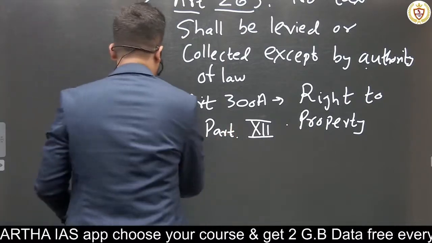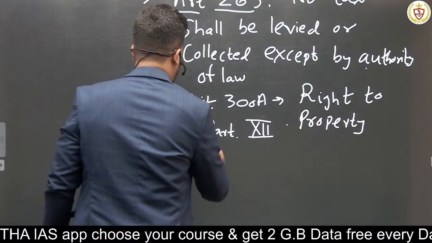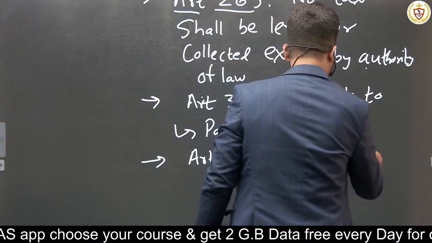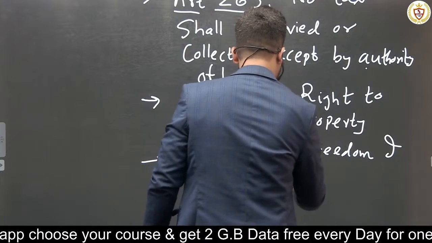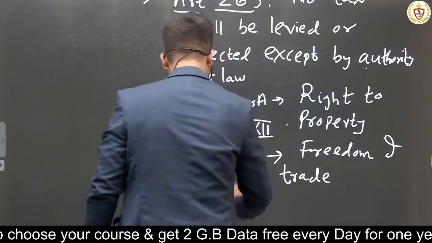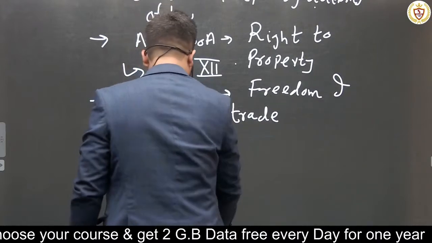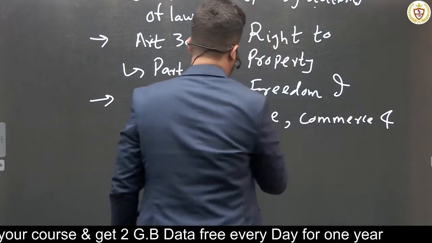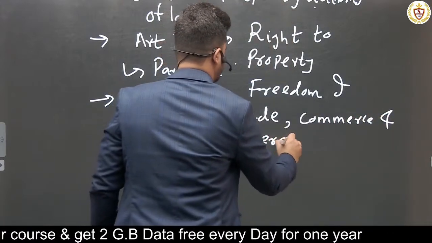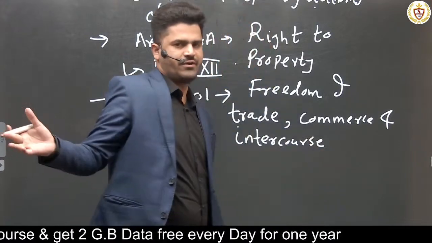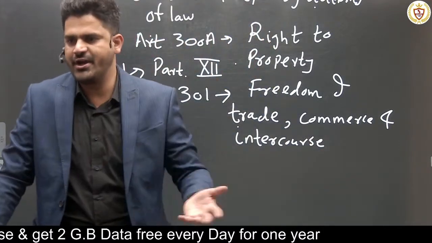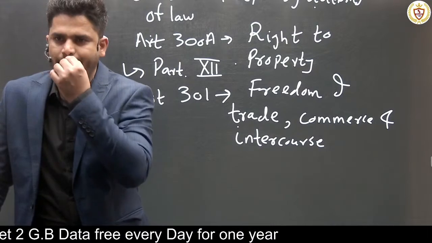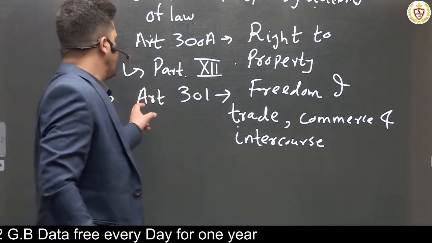ये हो गया एक. और एक बताता हूं मैं आपको. लिख लो ये सारे examples. Then right under Article 301. It is about freedom of trade, commerce and intercourse throughout the territory of India. So you have freedom of trade and commerce and intercourse throughout the territory of India, and that is your constitutional right. It is not a fundamental right, okay? Because it is mentioned outside Part 3.